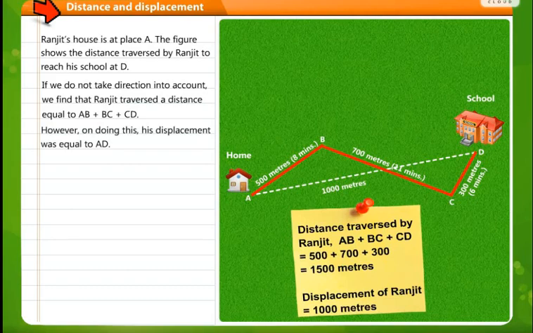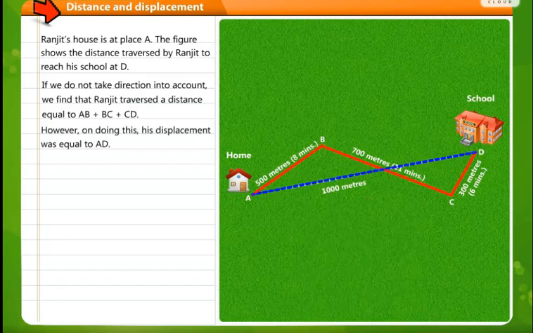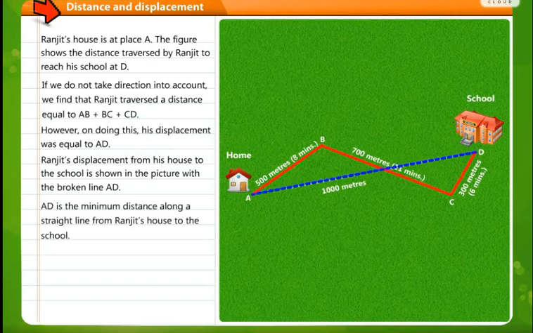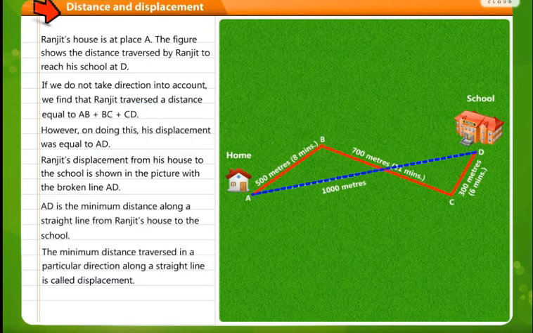However, on doing this, displacement was equal to AD. From A, Ranjit had reached D. Ranjit's displacement from his house to school, as shown in the picture with the broken line, is AD. That means that was the minimum distance along a straight line from Ranjit's house to the school. The minimum distance traversed in a particular direction along a straight line is called the displacement.